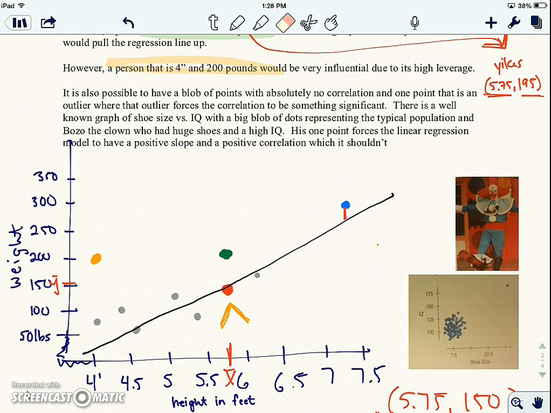Okay, then there's also this possibility, and the book gave you this a couple chapters back. It says it's also possible to have a blob of points with absolutely no correlation and one point that is an outlier where it forces a correlation so it looks like there is one. This is well known if you graph the shoe size versus IQ. There's a big blob of dots representing the typical population, and Bozo the clown, who obviously had a huge shoe size, he wore those huge clown shoes, and a high IQ. His one point forces a linear regression model to have a positive slope and a positive correlation when it shouldn't.